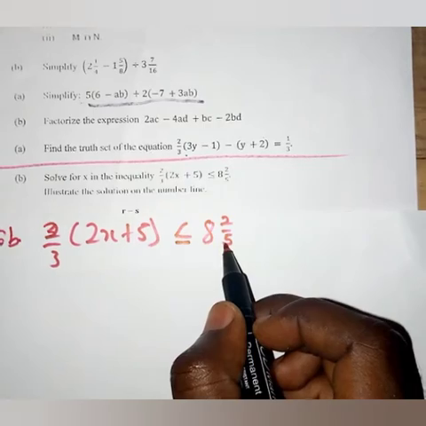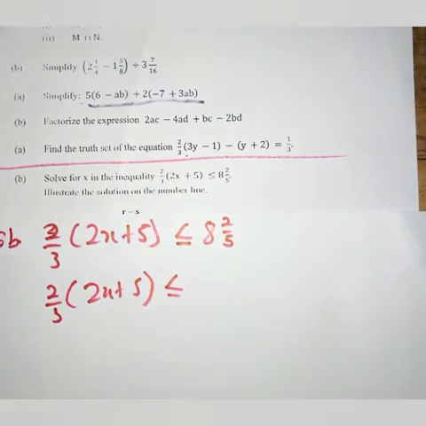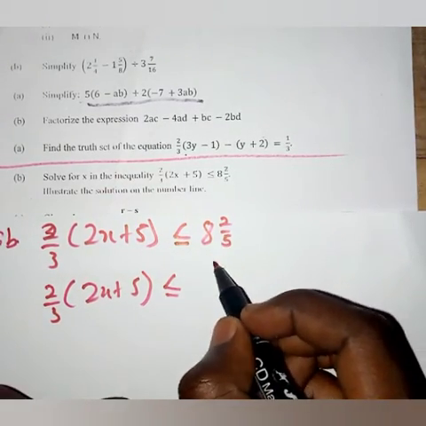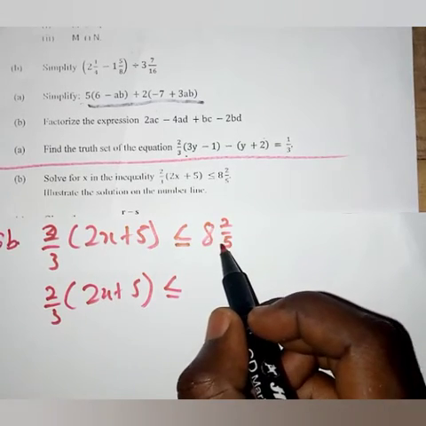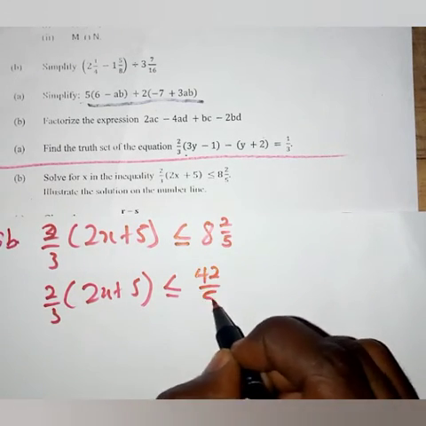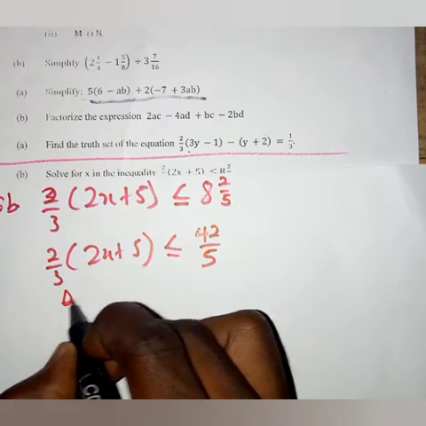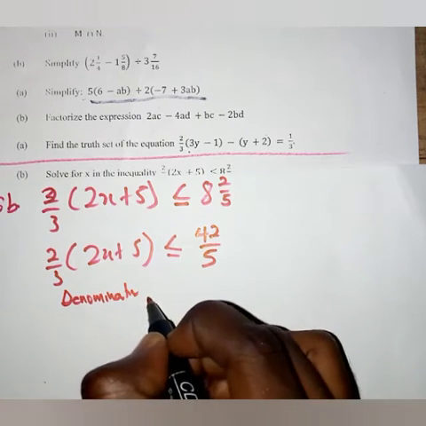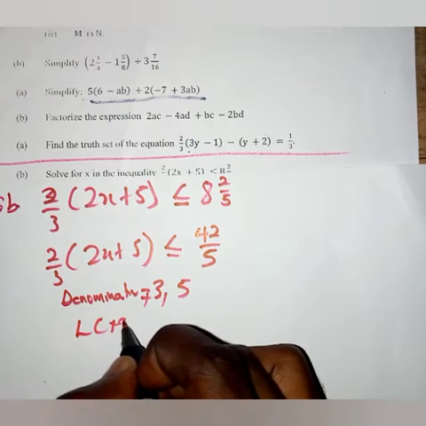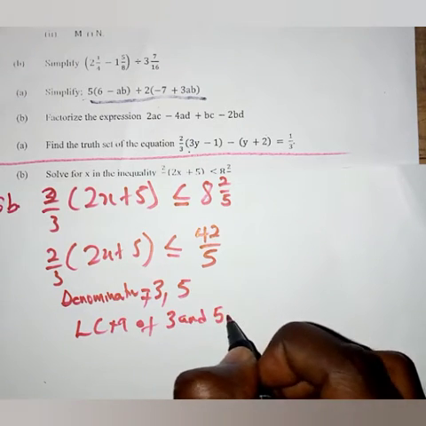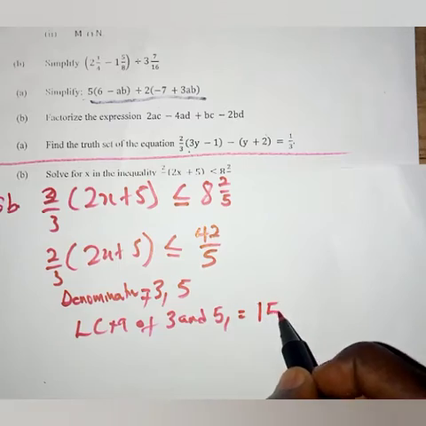We have a mixed fraction, so we change it to an improper fraction. We have 2 over 3 times 2x plus 5 here. It is less or equal. So changing it to improper fraction, 5 times 8 is 40 plus 2, 42 over 5. So we have this. Now we have the denominators 3 and 5. So the LCM of 3 and 5, we can have the common one to be 15.